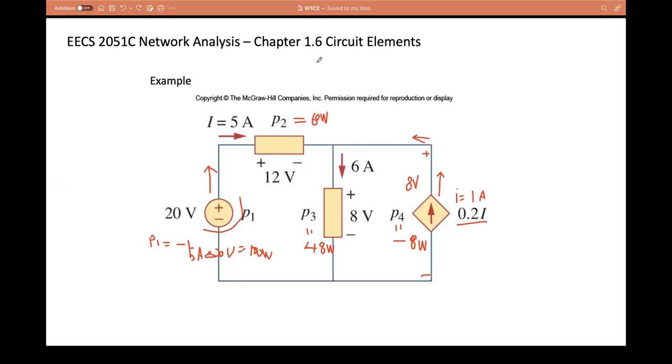You will get the opposite result for each element's power. For example, for P1 we got negative 100 watts. If you assign the current in the opposite direction from the beginning, then you will get P1 equal to positive 100 watts. So you will still end up with the same: you add up all the power together, 0 watts.